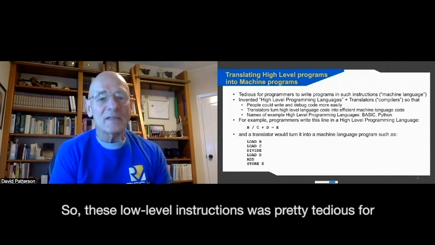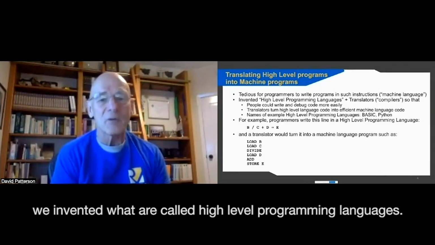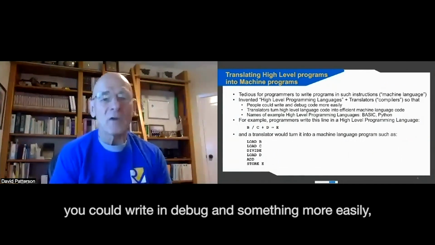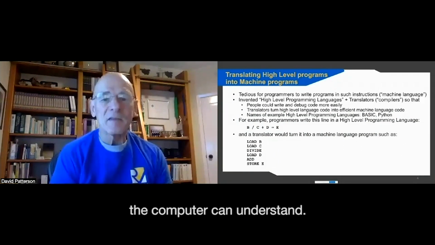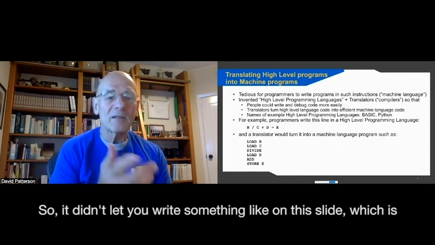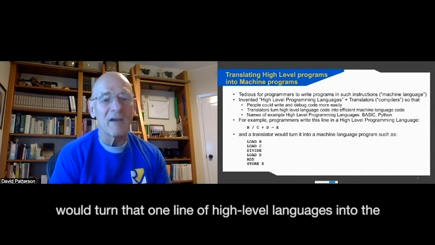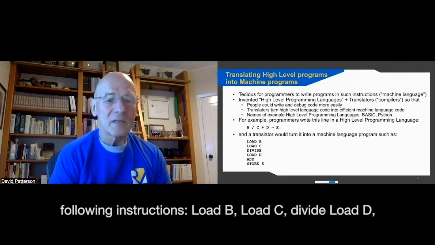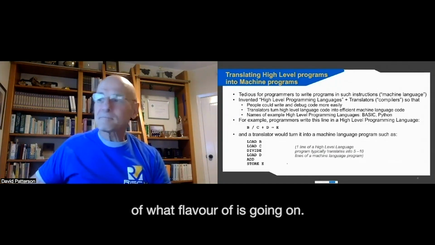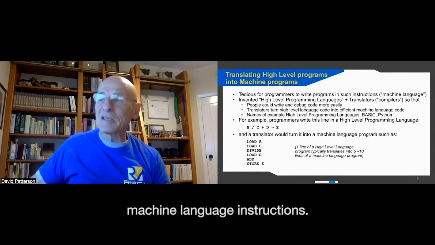These low-level instructions were pretty tedious for programmers to write. That's referred to as machine language. So pretty early in computing history, we invented high-level programming languages and programs to translate them, called compilers, so that you could write and debug something more easily, and then the translators would turn it into something the computer can understand. Examples of these programming languages are BASIC in the past, or more recently Python. It'll let you write something like, on this next slide, B divided by C plus D goes to E, and the translator would turn that one line of high-level language into the following instructions: load B, load C, do a divide, load D, add, and store. That gives you a flavor of what's going on. Typically, one line of high-level language would turn into 5 or 10 of these machine language instructions.